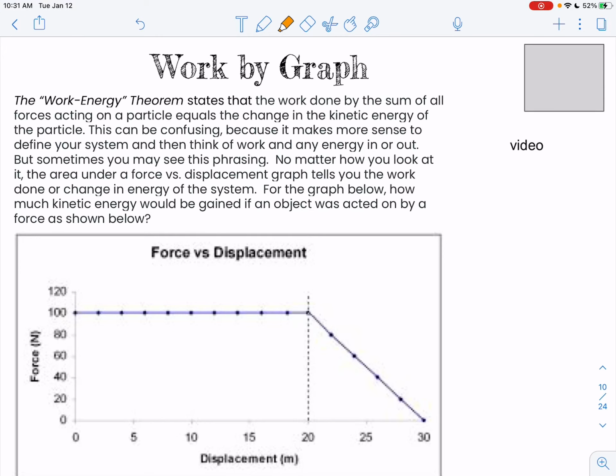Okay, so using the graph like we talked about last class. I'll mention this, the work-energy theorem, like I just mentioned a few pages ago, states that the work done by the sum of all forces acting on a particle equals the change in kinetic energy of the particle. They like to write it like this, right? The work done equals the change in kinetic energy.